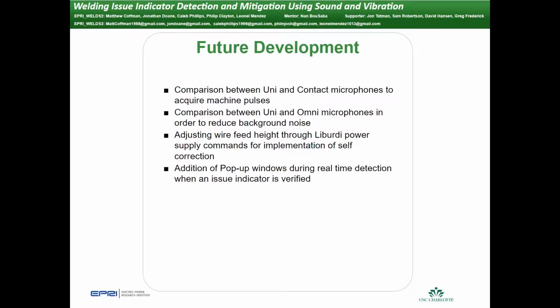Future integration should include comparisons between the Uni, Contact, and Omni microphones in an effort to reduce machine pulses and background noise. A feedback loop through the Liberty power supply for auto correction should be developed if possible. And finally, the addition of pop-up windows during real-time detection should be integrated when an issue indicator is verified.